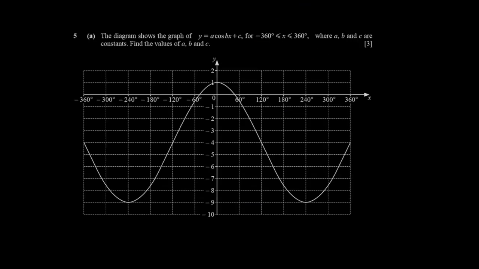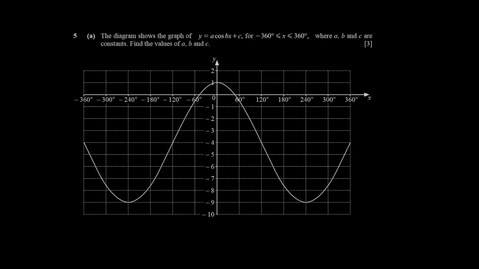Okay, question 5, which is a trigonometric graph style of question. The diagram shows the graph of a cos bx plus c between negative 360 and 360, where a, b, and c are constants. We want to find the values of a, b, and c. Now, essentially, in these questions, you just need to understand what a, b, and c actually refer to. So let's go through that in order.